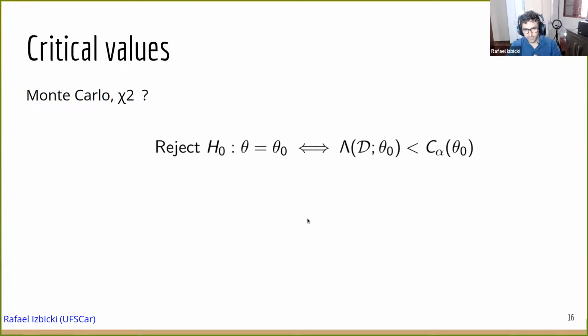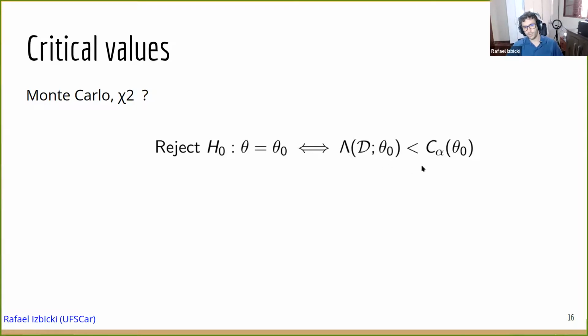Okay, now let's go to the second step. Let's assume we have a test statistic, which is lambda. Now what we need is to find the critical values. So I'm only going to discuss critical values here. In the paper, we also discuss p-values, how we can estimate p-values.